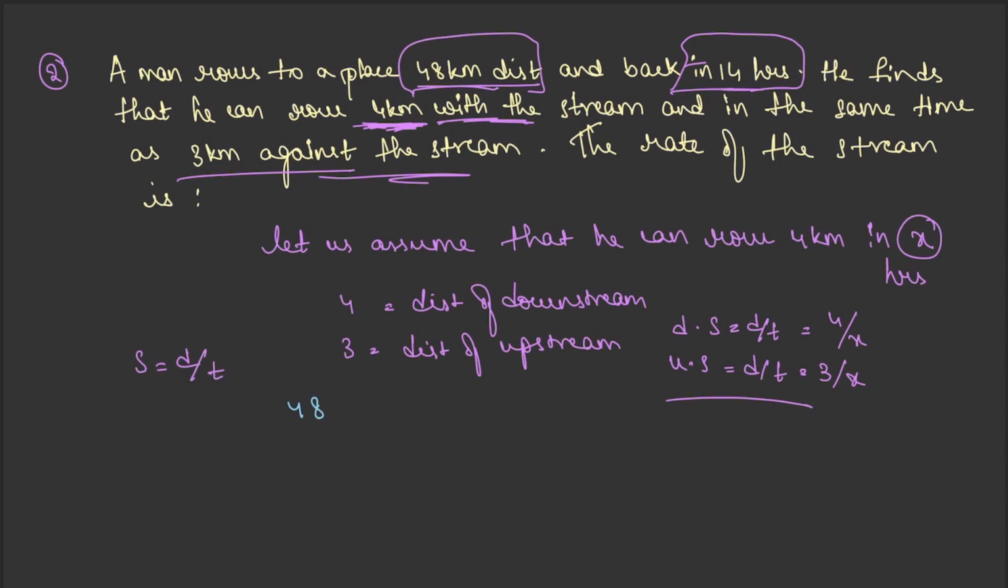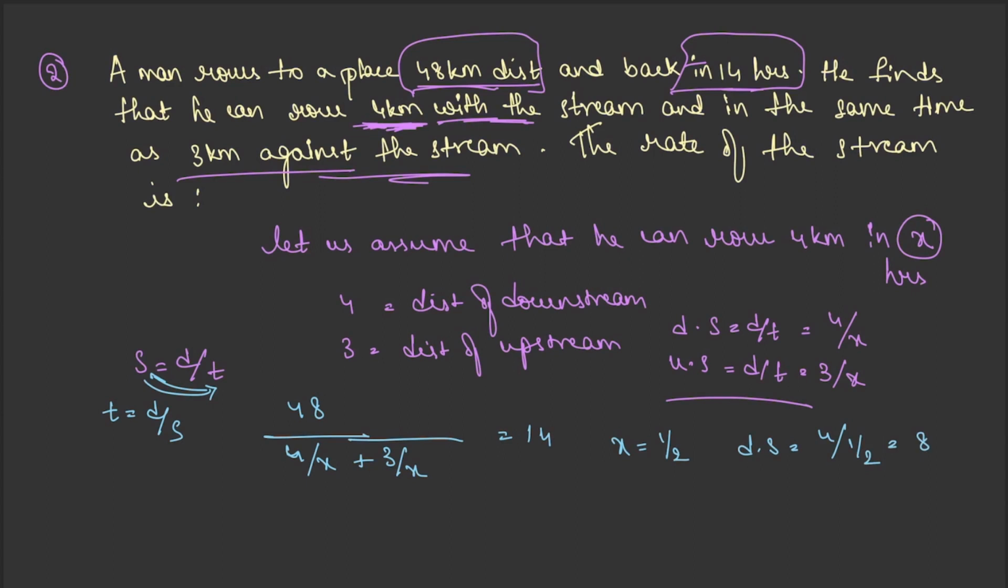So 48 is the distance divided by, this is the speed, two speeds, downstream plus upstream, and this is equals to the time. This came from T is equals to D by S. Exchange these two terms. On solving this, we find the value of x. So on solving this further, the value of x will be 1 by 2. Now, we've assumed that the downstream speed is 4 by x. Now, downstream speed is 4 divided by 1 by 2, that is 8. And upstream speed is 3 divided by 1 by 2, that is 6.